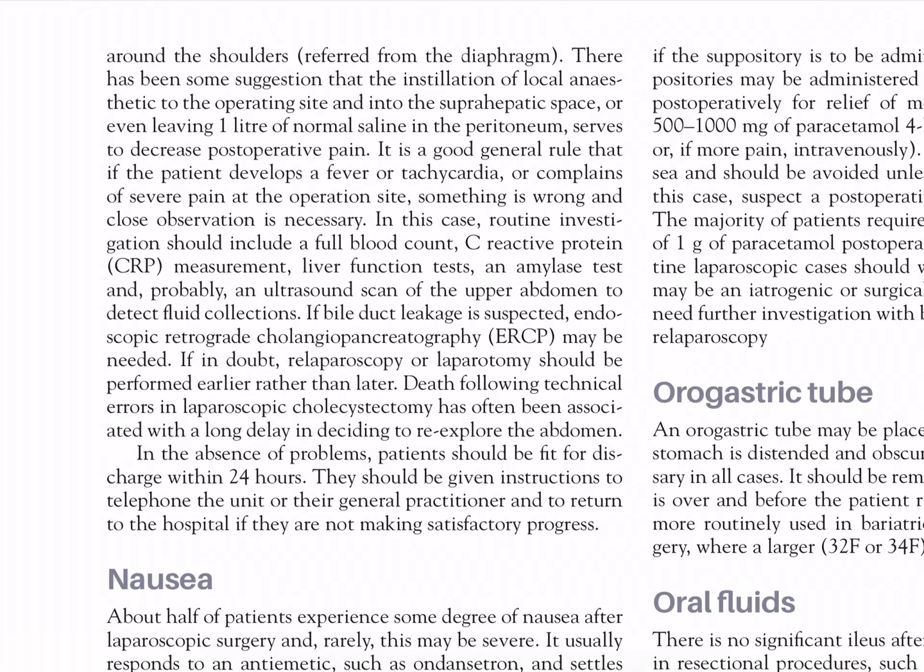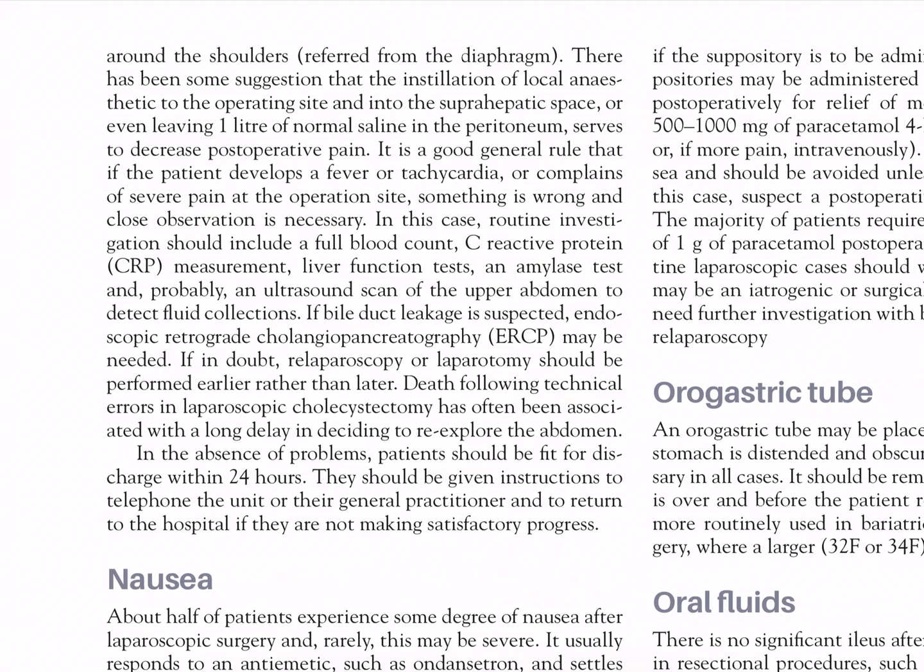It is a good general rule that if the patient develops a fever or tachycardia or complains of severe pain at the operation site, something is wrong and close observation is necessary. In this case, routine investigation should include a full blood count, C-reactive protein measurement, liver function test, an amylase test, and probably an ultrasound scan of the upper abdomen to detect fluid collections. If bile duct leakage is suspected, endoscopic retrograde cholangiopancreatography may be needed.